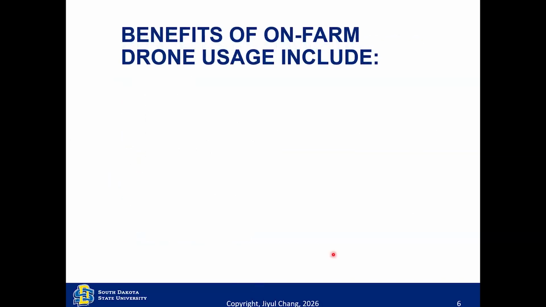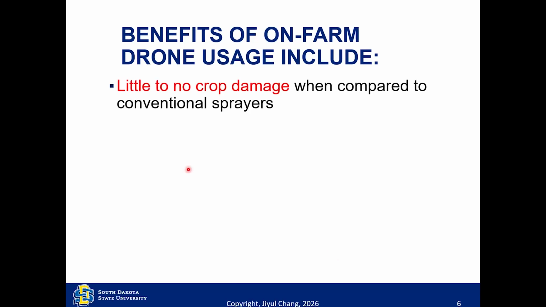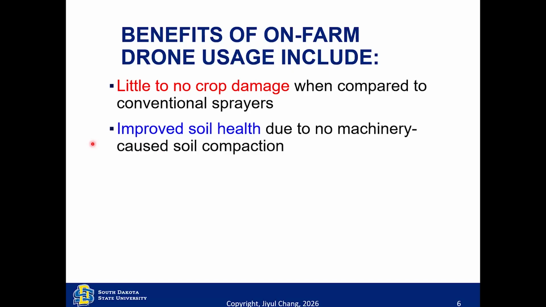Another benefit for on-farm use is little to no crop damage. When you drive inside the field to spray fertilizer and herbicide, your tractor touches many plants, so it can damage them. But when you fly a drone, the drone does not physically touch any of the plants.